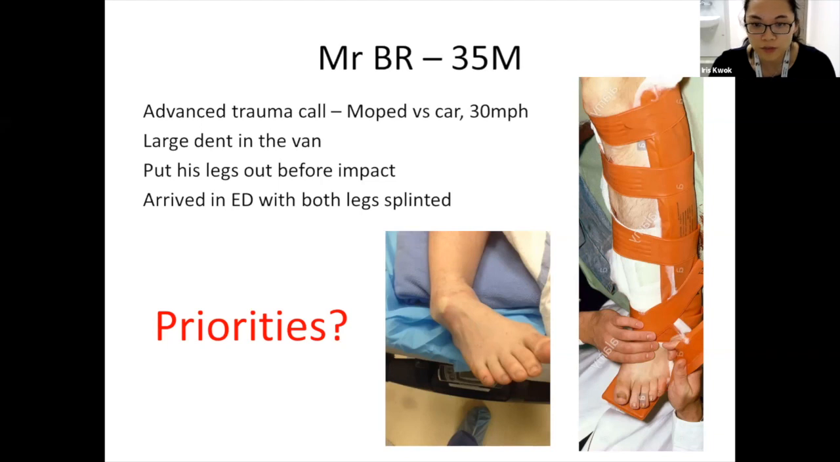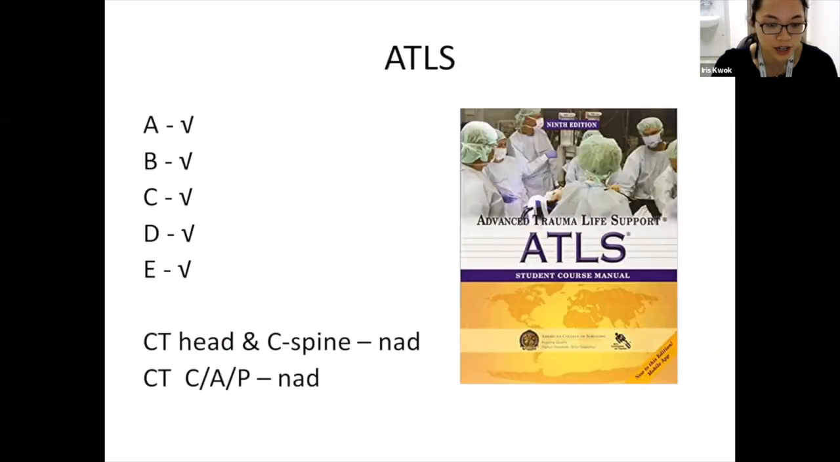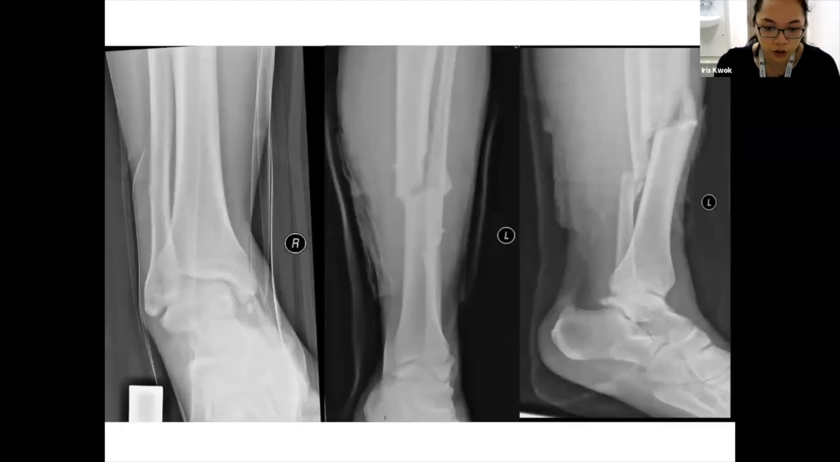So what are your management priorities? Now, because you are a brilliant orthopaedic reg and you've done your ATLS course, you recognize that he needs to be managed according to ATLS principles, high energy injury, okay? So you do your A, B, C, D, E. He has a head to toe CT scan, which shows that everything is normal. So he's essentially just got isolated injuries to both his legs. So you get some X-rays, and this is what you've got.